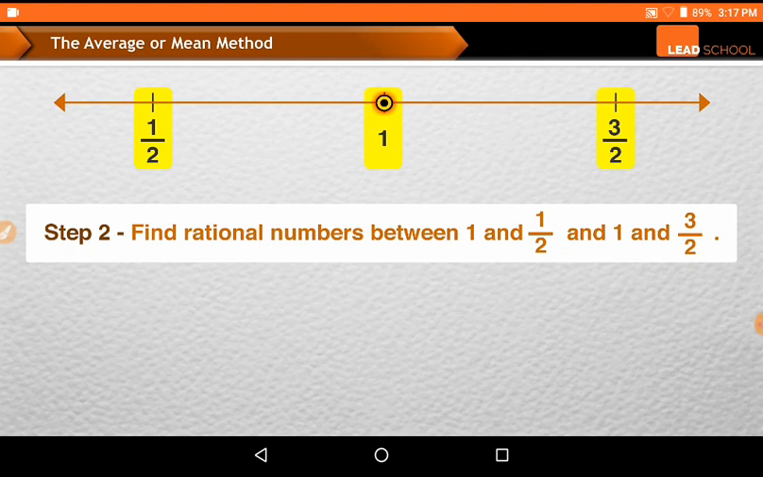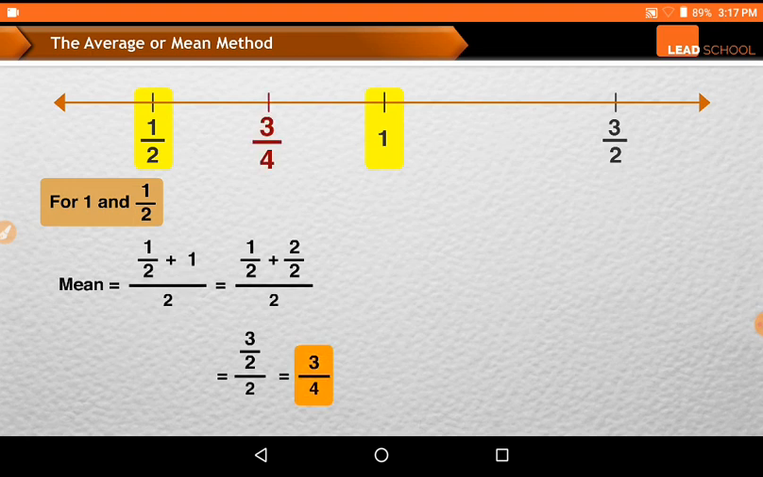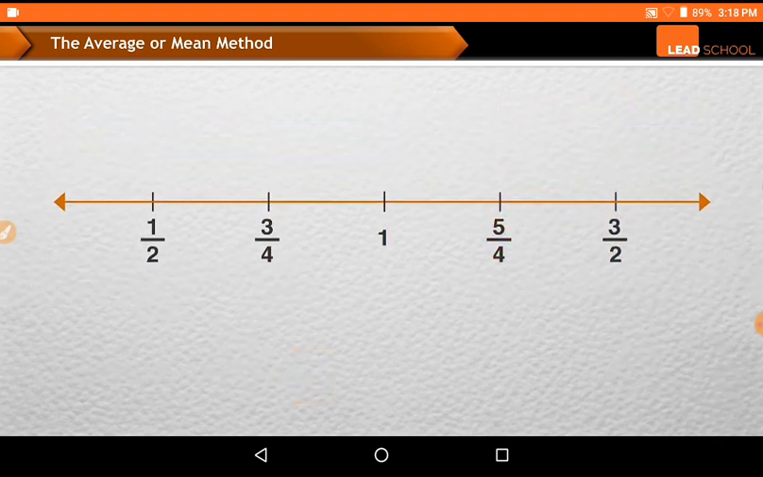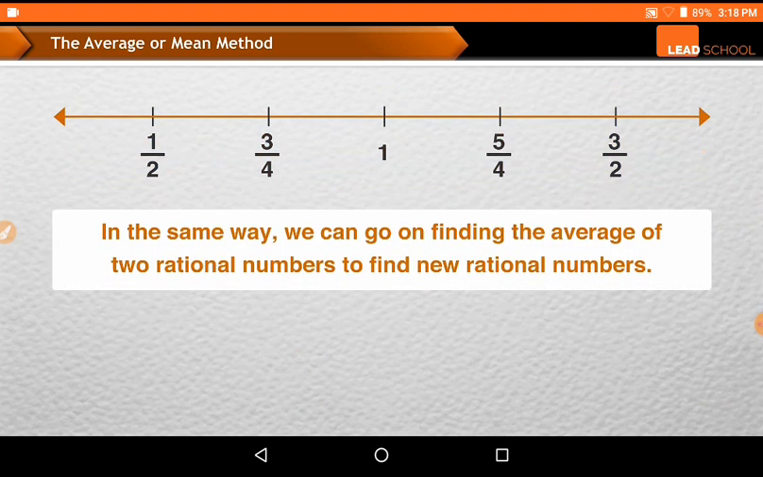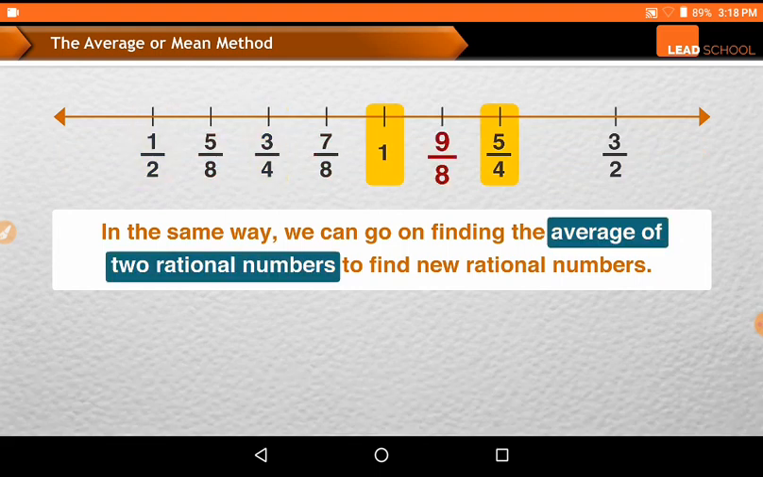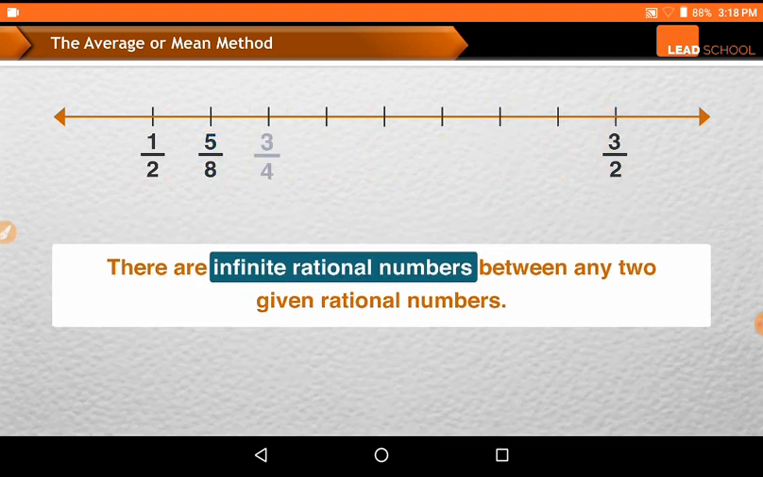So, in this case, either we can find the mean of 1 and 1/2, which is 3/4, or the mean of 1 and 3/2, which is 5/4. On plotting the numbers on a number line, they come in between 1/2 and 3/2. In a similar manner, we can go on finding the average of two rational numbers to find a new rational number. There are infinite rational numbers between any two given rational numbers.